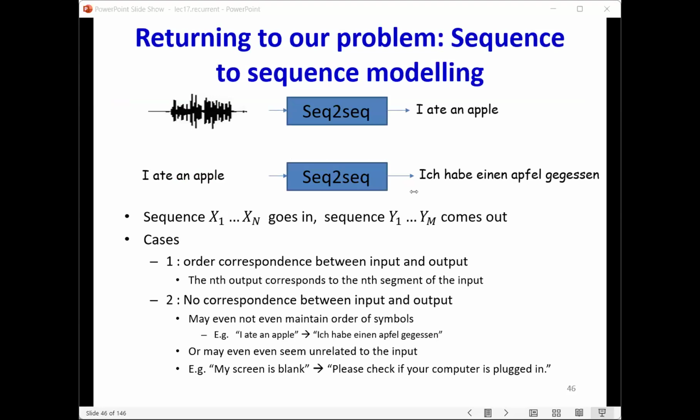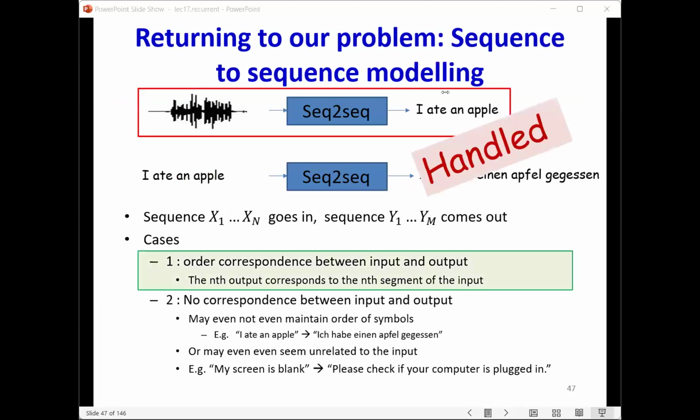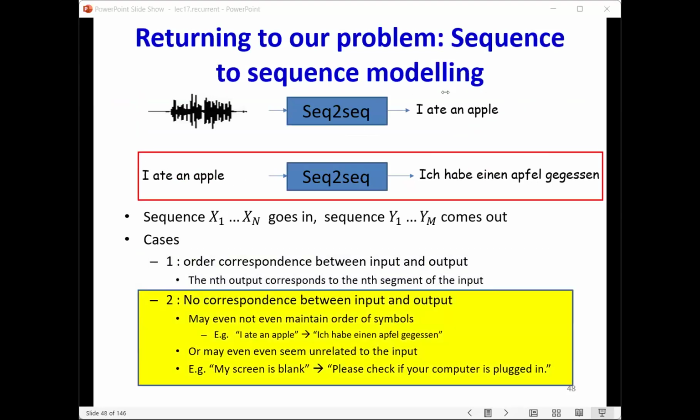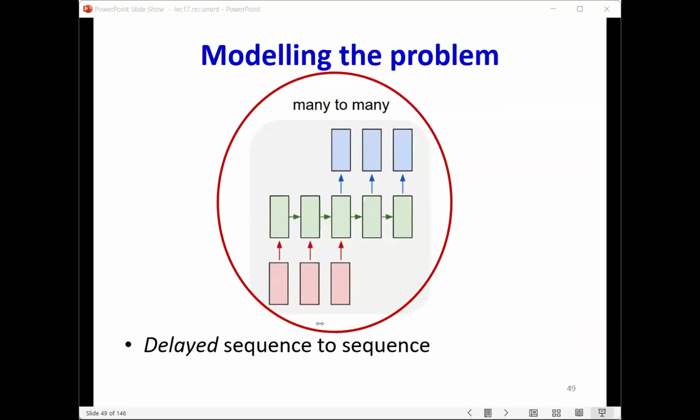And so now let's return to our problem. This is the problem you're dealing with, where we've already handled the order correspondence. This is the one that we want to deal with. No correspondence between input and output. They may not maintain the order of symbols or even have any kind of immediate apparent relationship between the output and input. What kind of model can deal with this? For this, we've already seen the model. The obvious one is this guy, the delayed sequence to sequence model that we saw a couple of classes ago.